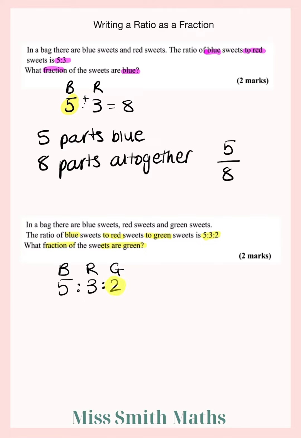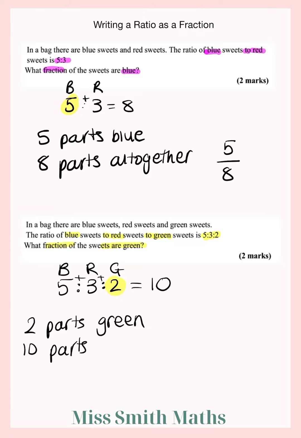So if we look at green, there's 2 parts green. That's going to go on the top of my fraction. And then all together then, 5, 3 and 2 gets me 10. 10 parts all together. So my fraction would be 2 out of 10.